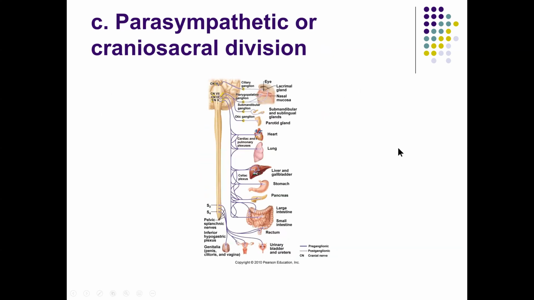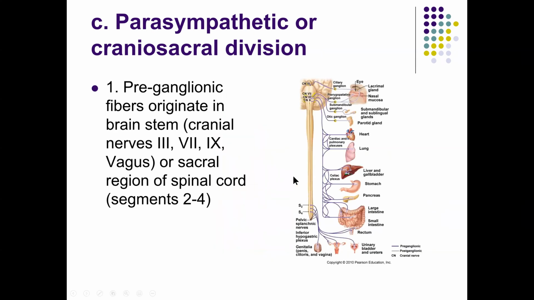The parasympathetic or craniosacral division comes from four cranial nerves that we discussed previously, and two segments in the sacral portion, okay? Preganglionic fibers originate in these, and it's on your list, the preganglionic portions of the cranial nerves, in cranial nerves 3, 7, 9, and 10. Vagus is 10. 3, 7, 9, and 10.